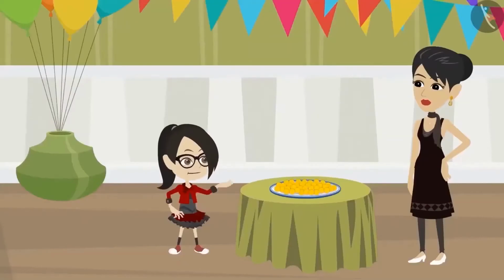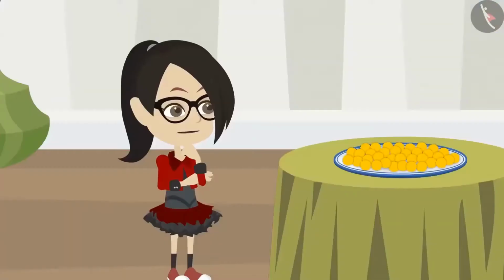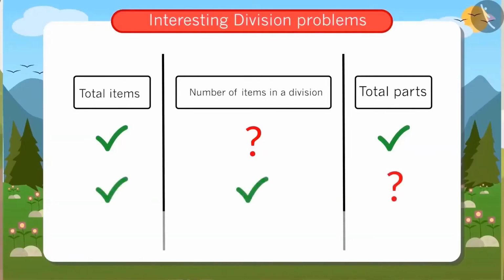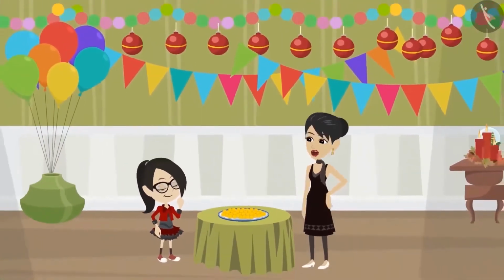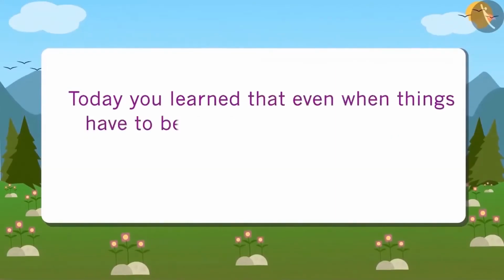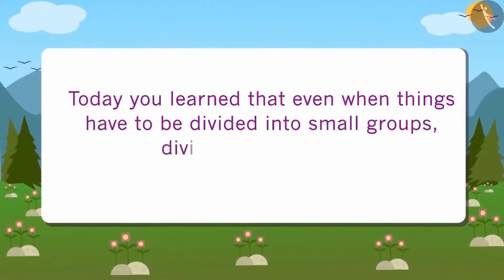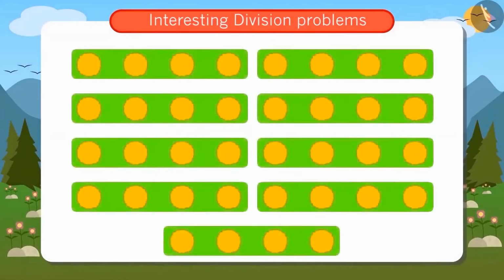Last time we learned that when we are given the number of parts and have to find out the number of items in them, we use division. Today we learned that when we know how many things will come in one part, we still use division. Yes, now go quickly. The laddus are to be packed before the guests arrive. Today you learned that even when things have to be divided into small groups, division can be useful. Just as you saw Vandana dividing 36 laddus into groups of 4.